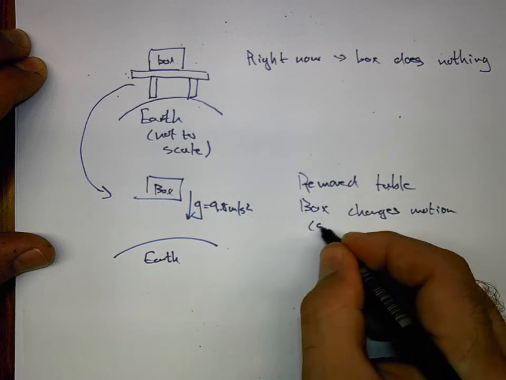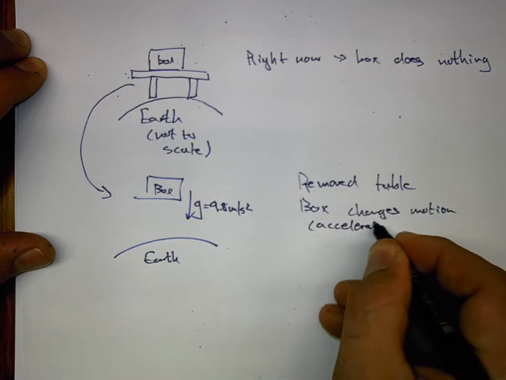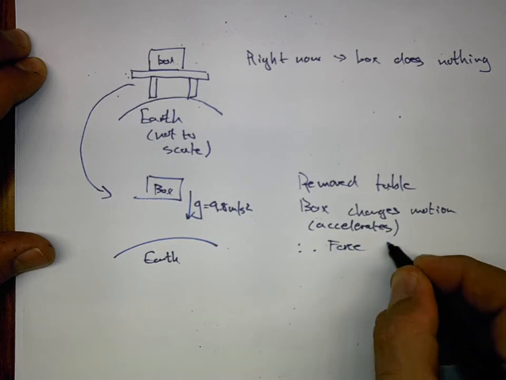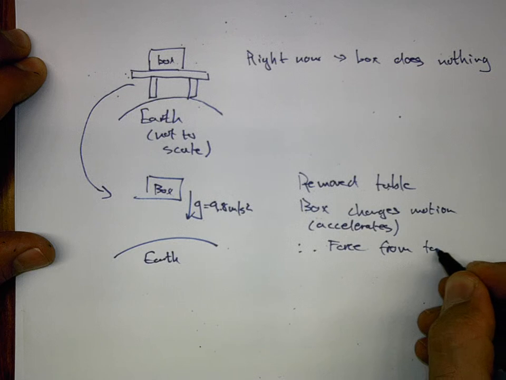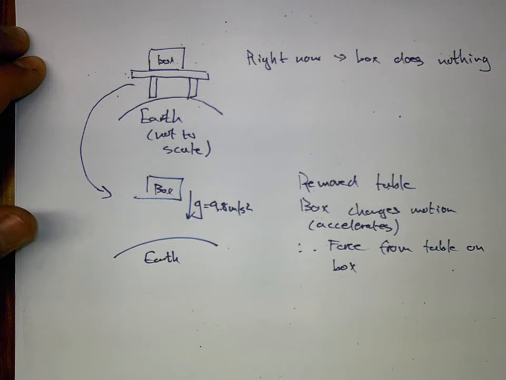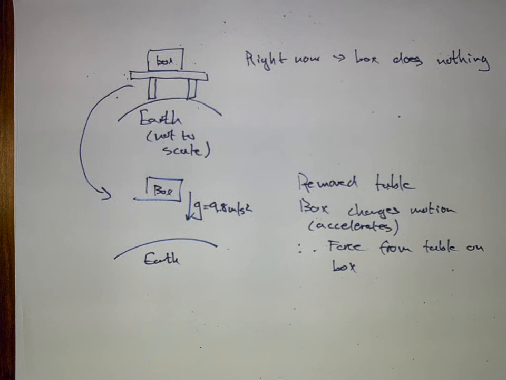How does it do it? It accelerates. Therefore, there must be some force from the table on the box if we were to put the table back. Because the moment we take away the table, suddenly motion changes.